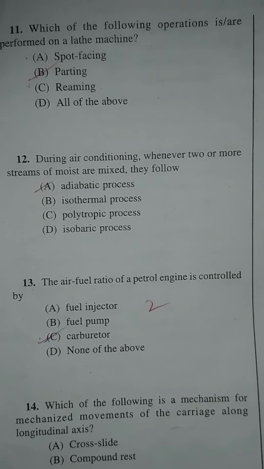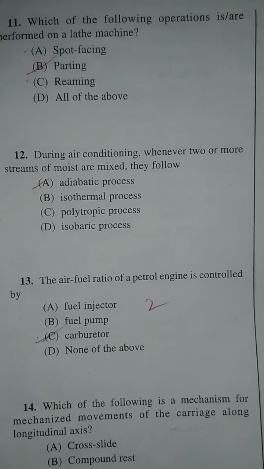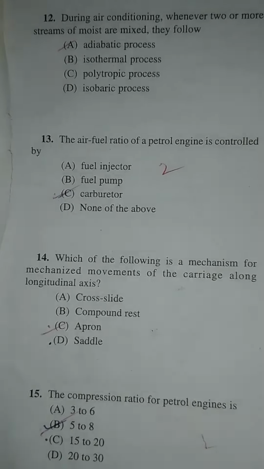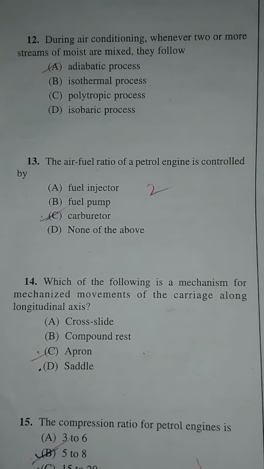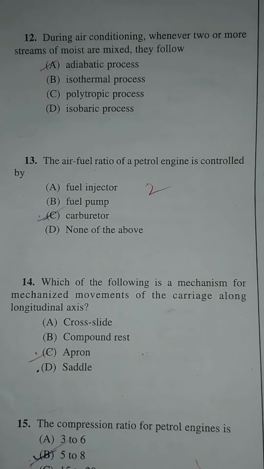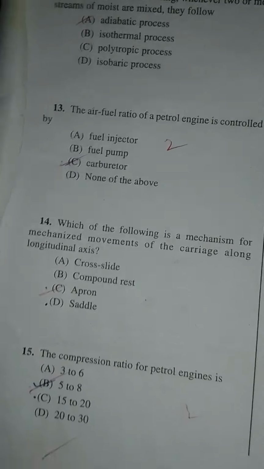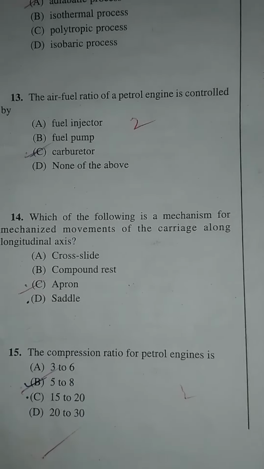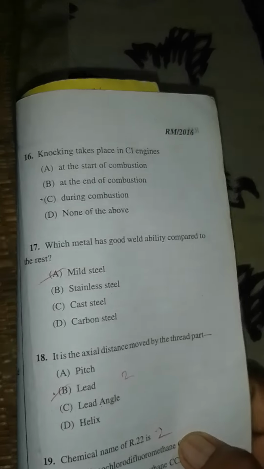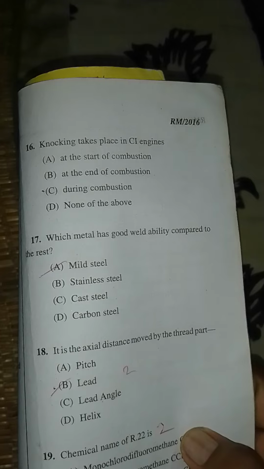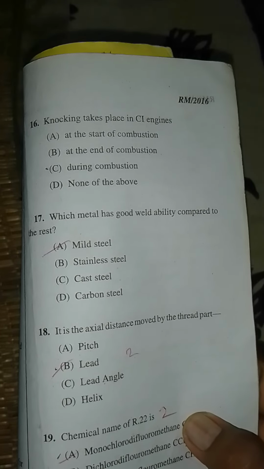The air-fuel ratio of a petrol engine is controlled by the carburetor. 14 number, which of the following mechanisms is for mechanized movement of the carriage along the longitudinal axis? Apron. The compression ratio for a petrol engine is 5 to 8. Knocking takes place in a CI engine during the combustion.